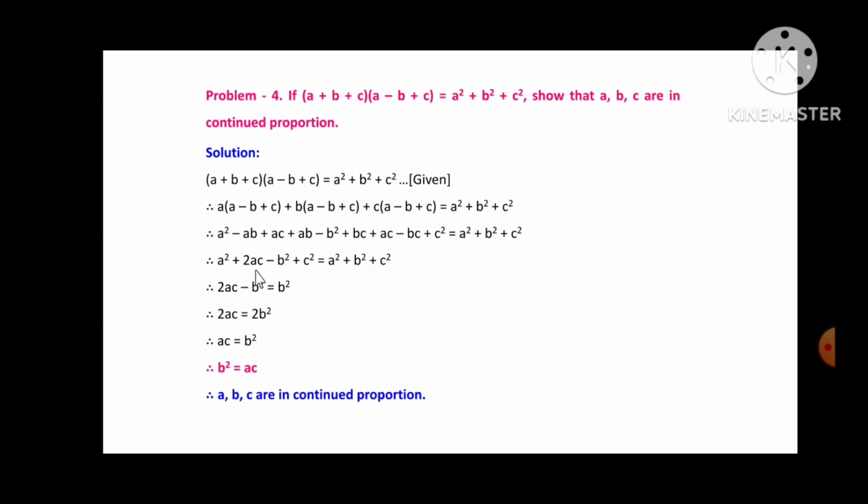From both sides, a² and c² will get cancelled. So we will be getting 2ac − b² = b². B², but to the right side it will be plus. So 2ac = 2b². So b² = ac. We are getting b² = ac. Therefore a, b, c are in continued proportion.